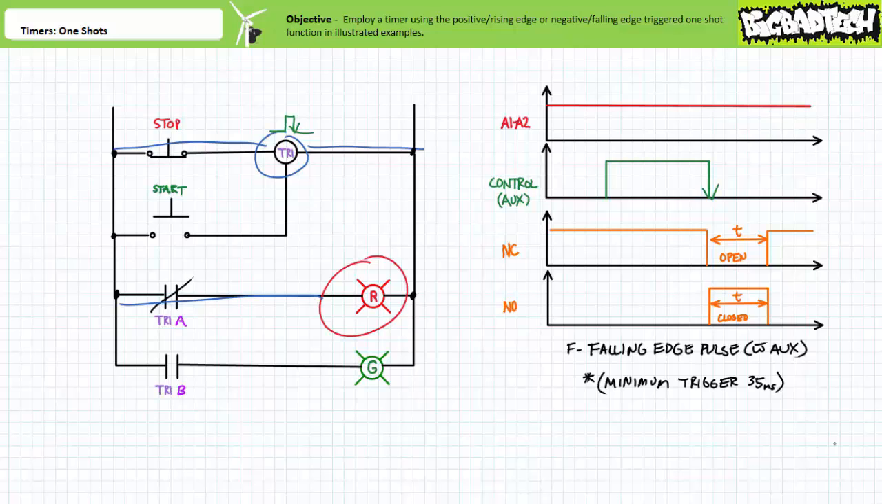Note that negative edge triggered one-shots are sometimes illustrated using the shorthand symbol of a pulse with a negative edge highlighted. This is not always a common practice, but I find it extremely useful.